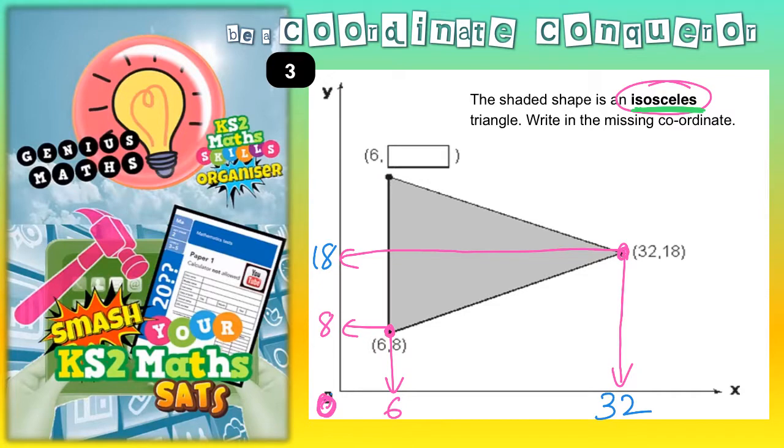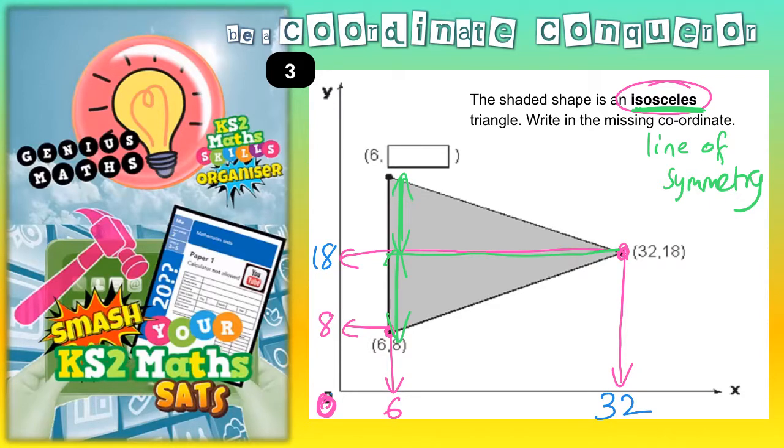Now an isosceles triangle has a line of symmetry. And the line of symmetry is this line straight through the middle. Now, because it's a line of symmetry, it means that this gap is the same as the gap on the other side. But wait a second.